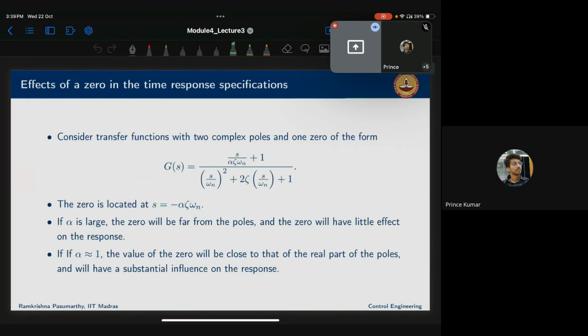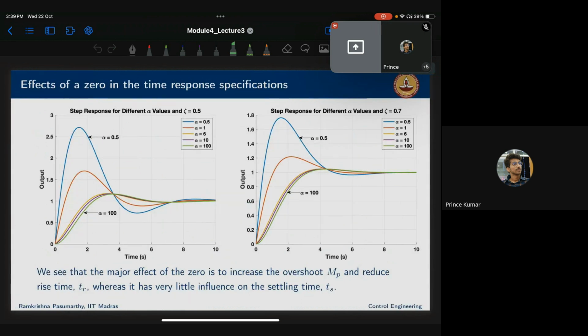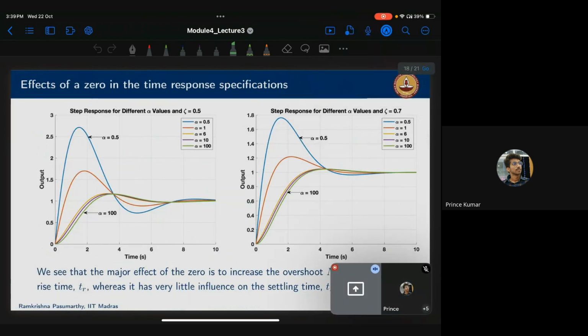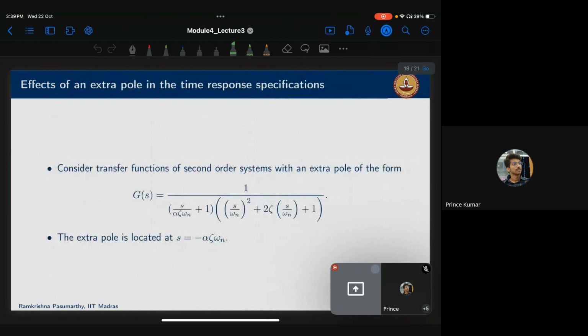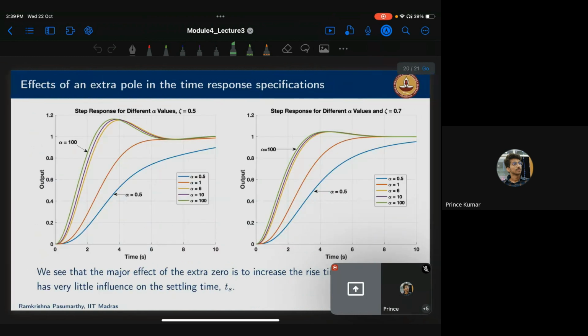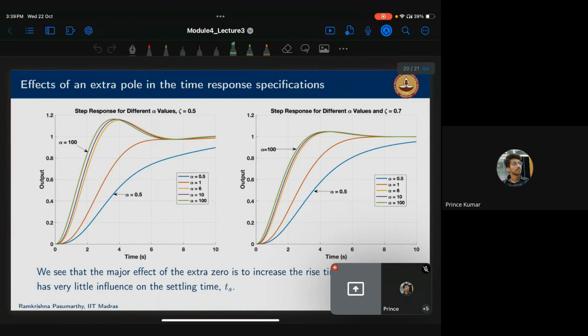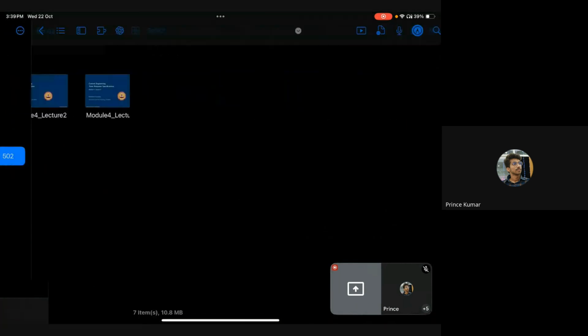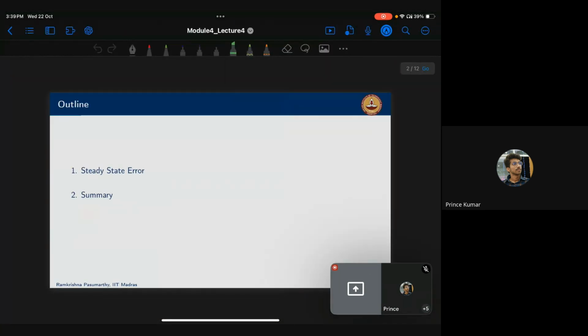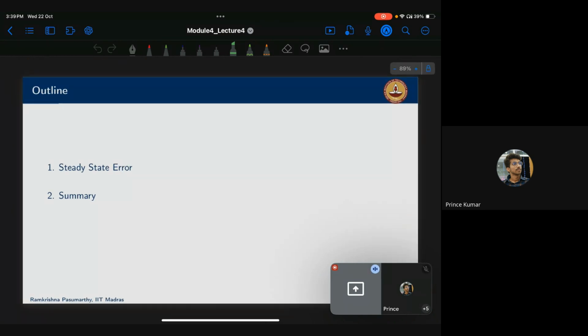Clear? Are there any doubts or questions? Let me go to the next one. Yeah, let me quickly go through this one also.